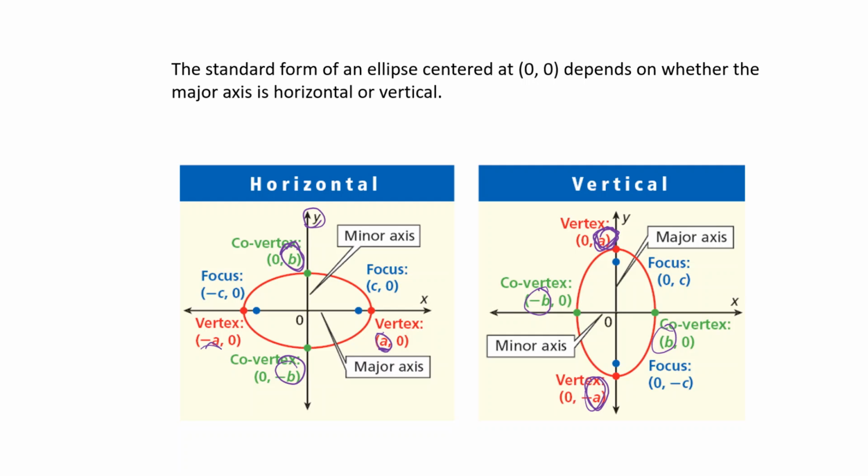So in this case, on the vertical side, the foci are at (0, c) and (0, -c). Over here, again, our foci are on the major axis, on the horizontal, and so they're at (c, 0) and (-c, 0). So it's important for you to understand all of the parts of the ellipse before you can write the equation of the ellipse in standard form.